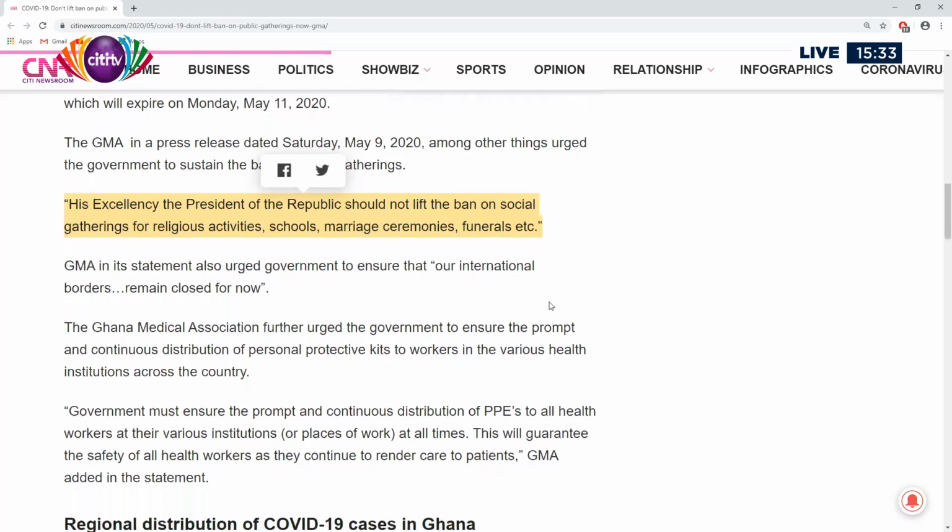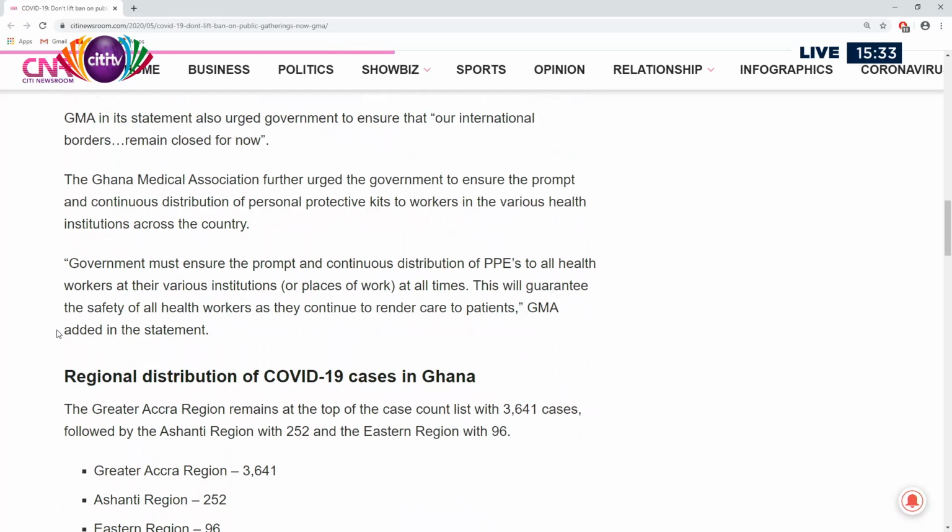6, the government must ensure prompt and continuous distribution of PPE to all health workers at their various institutions at all times. This will guarantee the safety of all health workers as they continue to render care to patients. And 7, all medical doctors and other health professionals should continue to dedicate themselves to this fight in the interest of Mother Ghana, in spite of the huge sacrifices we have made so far.